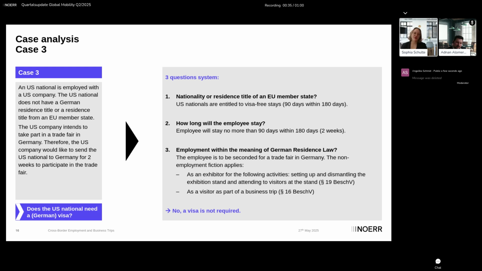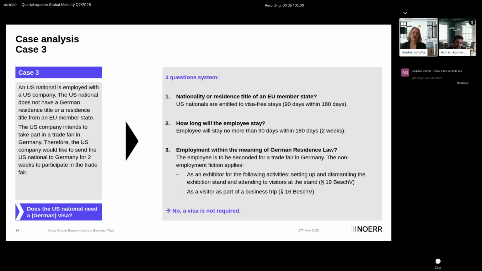Also the visitors of a trade fair. So if you don't have your own exhibition stand, but you're only interested in the fair, and your employer company is interested in that, and the employee is sent to Germany just to attend the trade fair as a guest, this is also possible, and this would fall under the business trip activities for attending meetings and maybe even negotiating contracts at the German trade fair. This is also covered by this non-employment fiction.